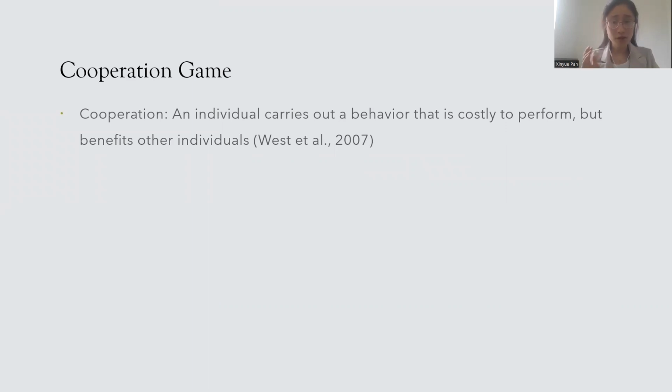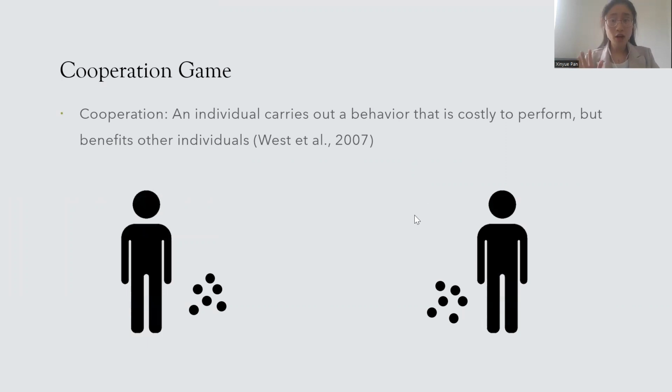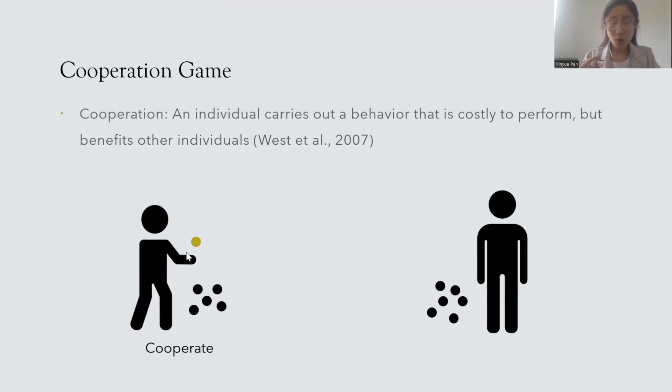Now let's think about this process in a relatively quantitative way. Imagine that there are two individuals, what we call two agents. They both start with an amount of resources. This can be their time or their money. And then to cooperate means that an individual is willing to spend 1 unit of resource for their partner to receive a larger benefit. In this case, it is 3 units of resources.